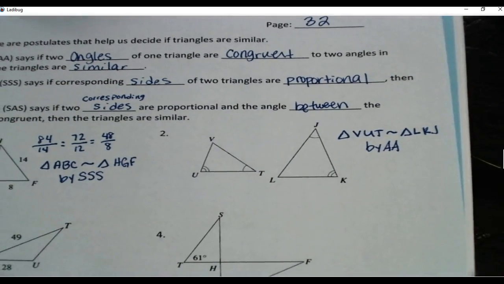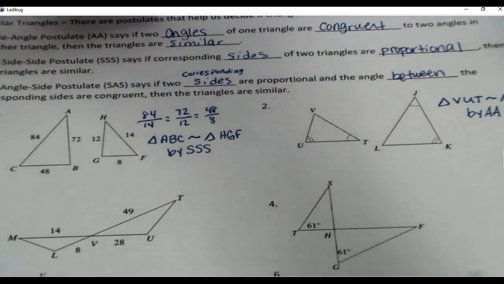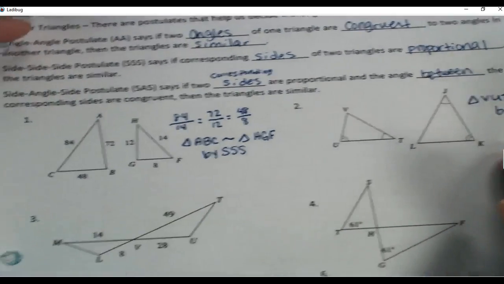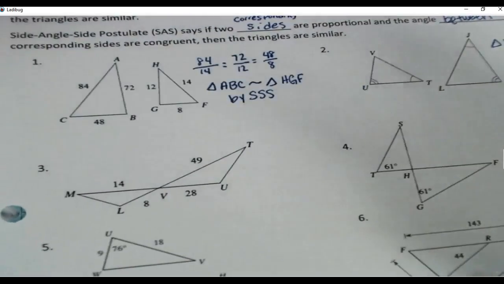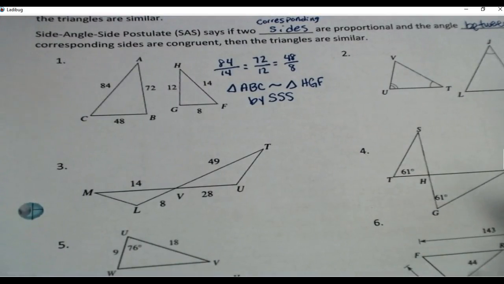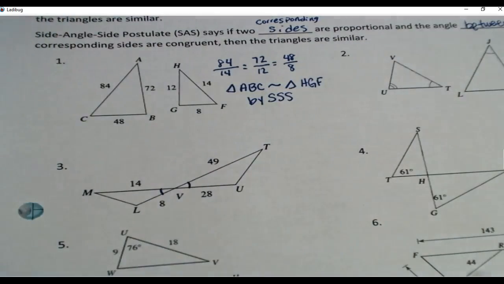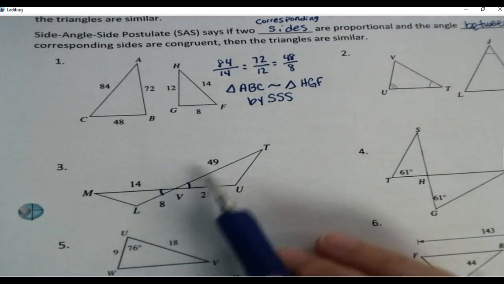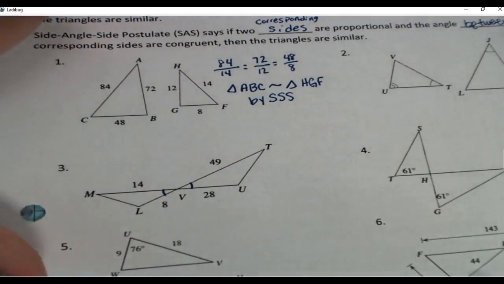I was looking at 3. So number 3, do I know all 3 sides? No. But I do have 2 sides. Can I assume anything else in this one? Good. So I know my angles in here, V and V, are vertical angles. So they're going to be congruent. So now this one might be side-angle-side. Side, angle, side. But we have to check and make sure that it's proportional.